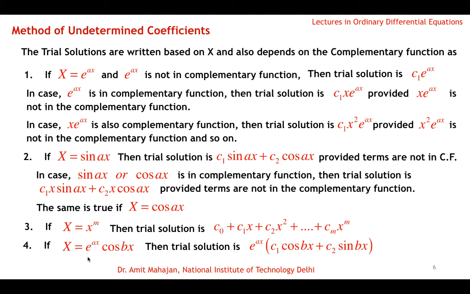So the trial solution for this is e^(ax)(c1 cos bx + c2 sin bx). Why are we getting this trial solution? If you differentiate this, the derivative by product rule will be e^(ax)(-b sin bx) + a e^(ax) cos bx. So what we get is an e^(ax) sin bx term and an e^(ax) cos bx term.